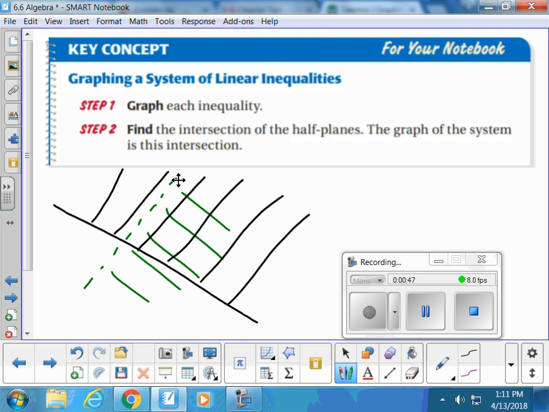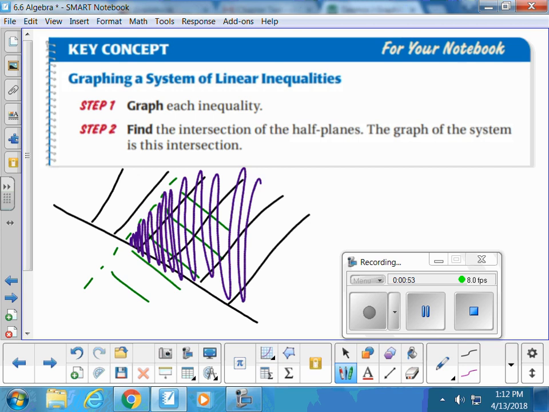So you can either take a third color or you can just take a black pen or really dark pencil. But you want that overlap region to really stand out, because this whole entire region will be your solution. And what that means is if I pick a coordinate in that region, that coordinate would make both equations true, because it's in the overlap solution region.